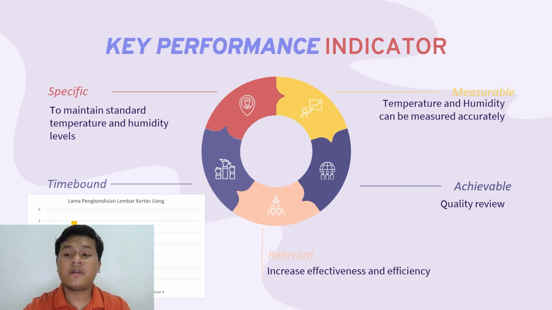And the next one is achievable. Achievable is a quality review. This project has been budgeted and is now being implemented, with operations set to begin in January 2024. Following the completion of the AHU modernization project, quality reviews of temperature and humidity will be conducted. The next aspect is relevant, to increase effectiveness and efficiency. And the next one is time-bound.